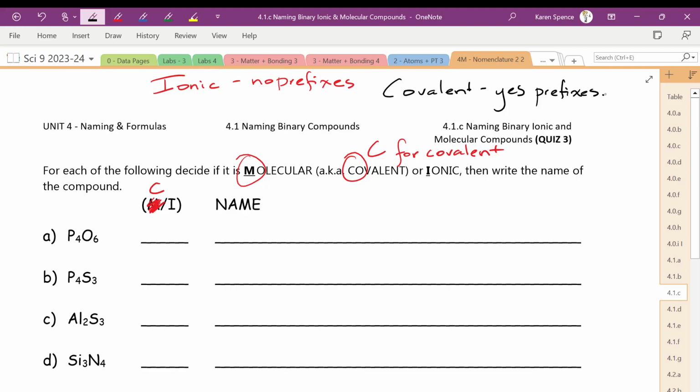Wait, hold on. Okay. Yeah, I got you. John. George. Jacob, what do you do? I honestly have no idea what this is. Yeah, I don't know what to do.